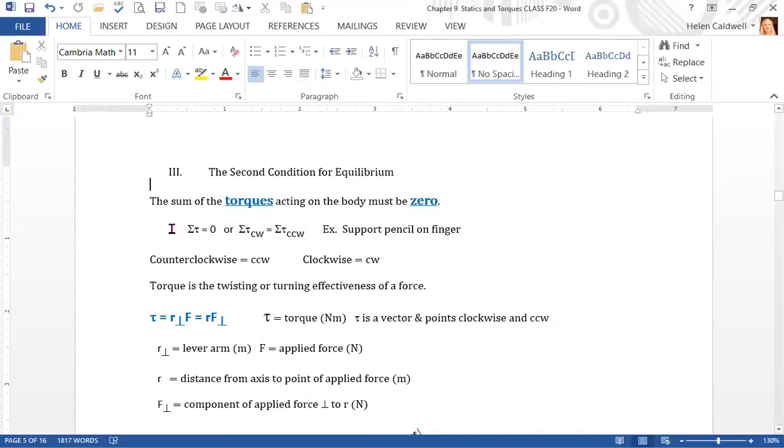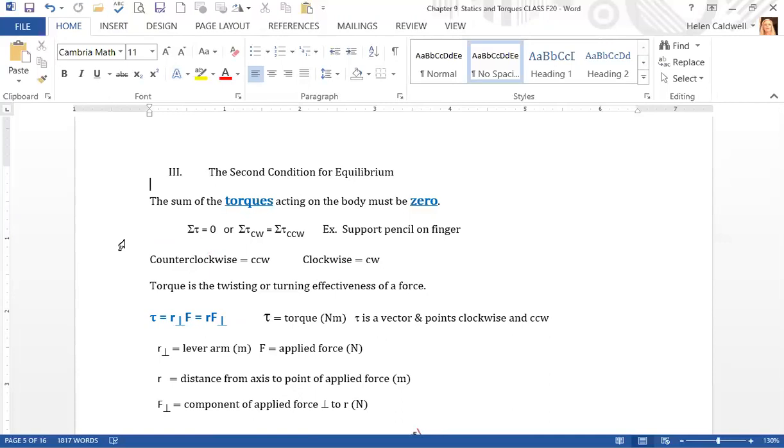So the sum of the torques acting on the body has to be 0. What that tells me is that the sum of the clockwise torques, CW stands for clockwise, will equal the sum of the counterclockwise torques. Torque vectors are normally measured with a compass direction like north, south, east, west, or right, left, up, down. A torque, because it's for rotational motion, is measured clockwise or counterclockwise.